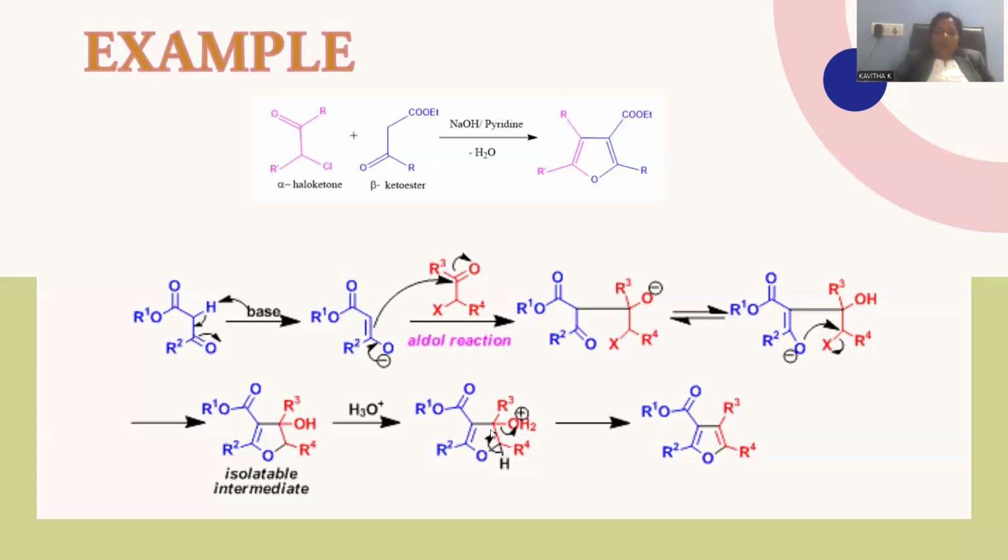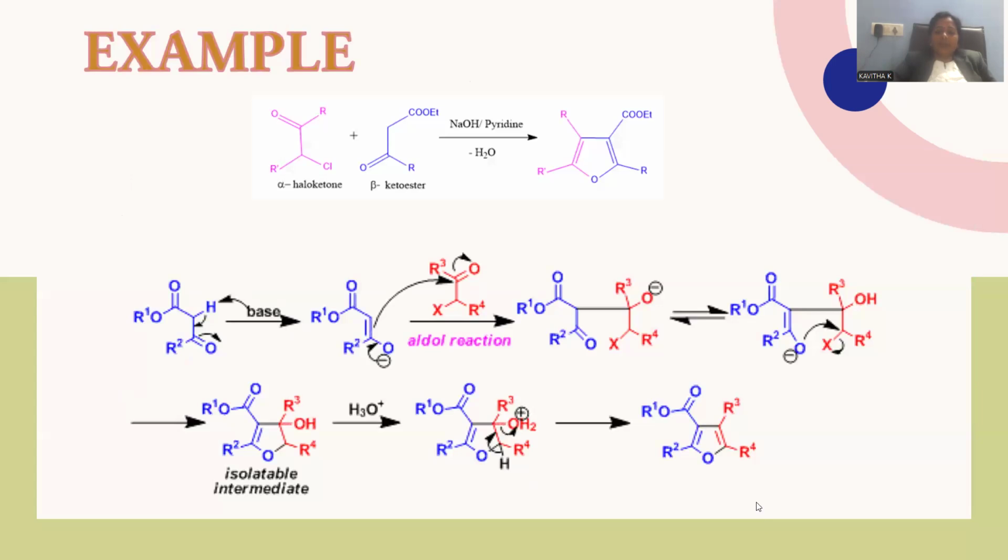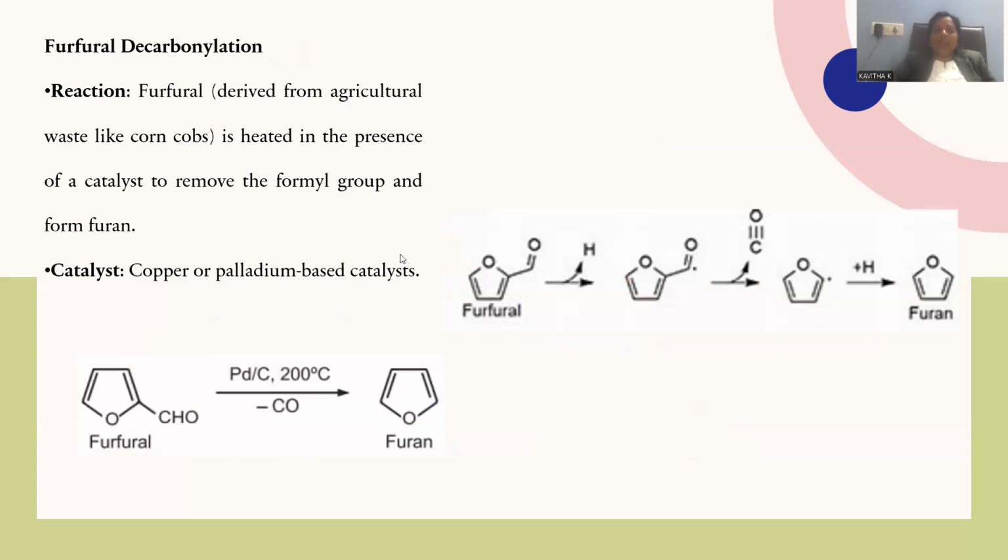When the bonded electrons are removed, what happens immediately? The adjacent proton will be removed from the system, making this pi bond over these carbon atoms, which retains the furan moiety within the ring structure, and the ultimate elimination of water and H positive is possible. This is the way the Feist-Benary reaction proceeds in order to attain the substituted furan molecule. To get this, alpha haloketone is one starting material and beta ketoester is the other starting material.